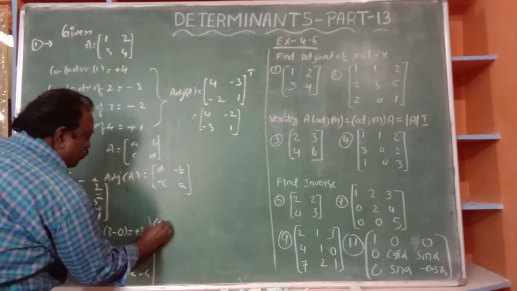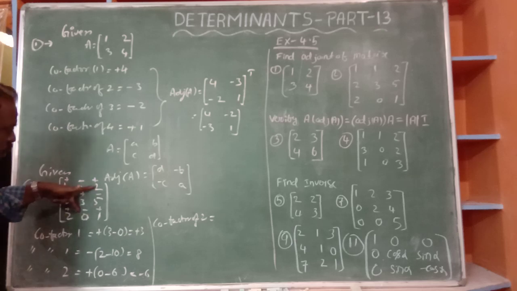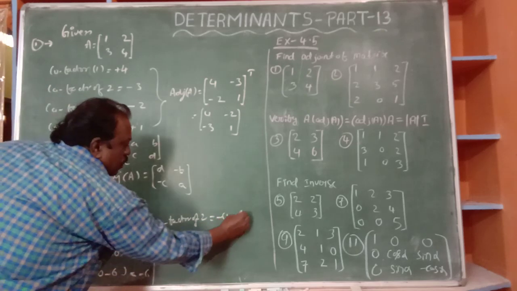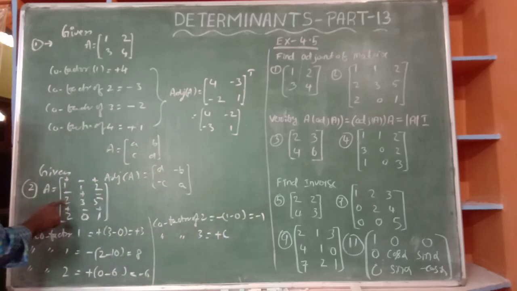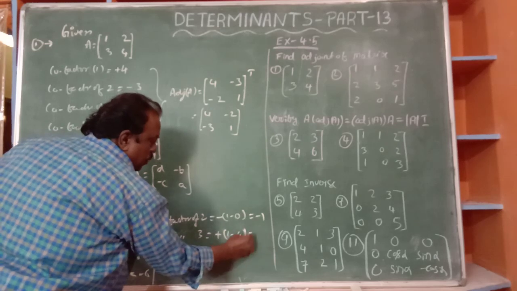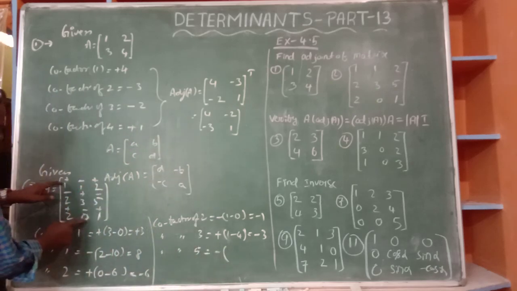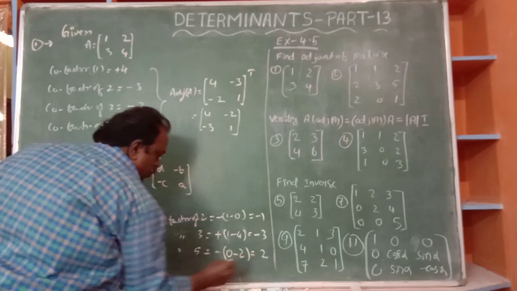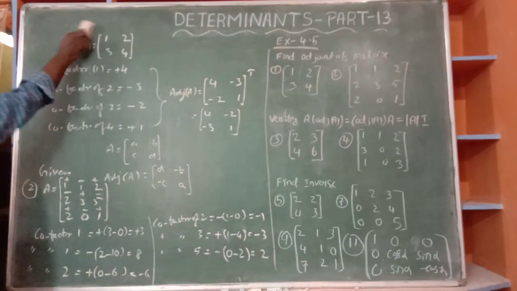Similarly, cofactor of 2, this 2: the row and column are deleted and we get these elements, but it is mentioned with a minus. 1 into 1, 1 minus 0, that is minus 1. Cofactor of the next 3, its sign is a plus. Row and column deleted, we get these elements: 1 minus 4 is minus 3. Cofactor of 5 is a minus, row and column deleted, we get 1, 1, 2, 0: 0 minus 2, it is plus 2. Similarly, we will calculate for the third row.